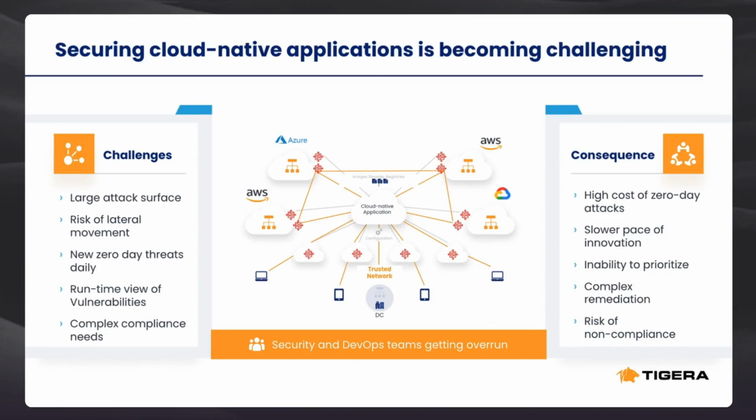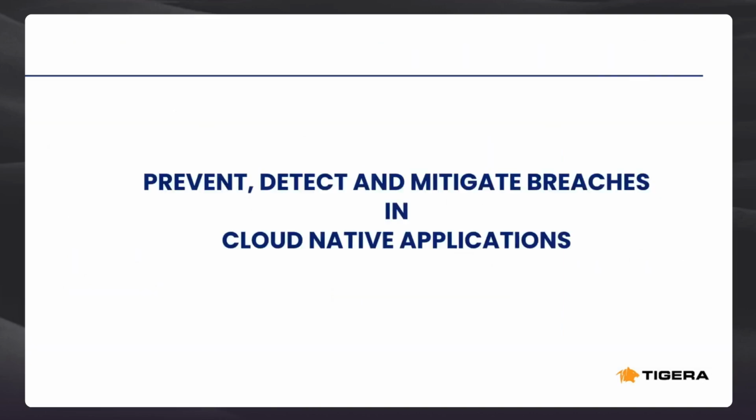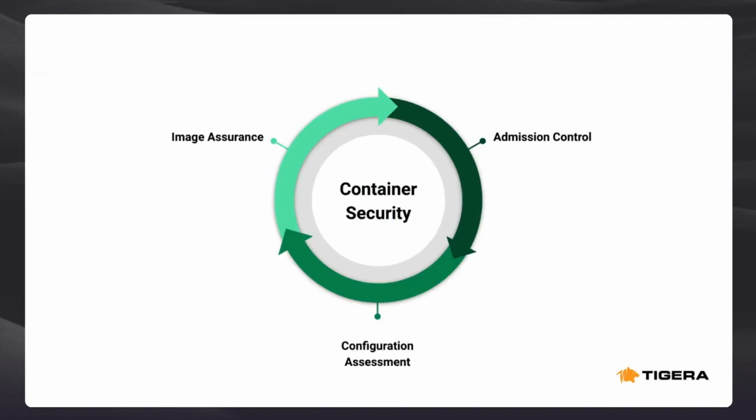Cloud-native applications can't be secured with traditional security tools. You need a more active and granular level of security. Calico Cloud is an active cloud-native application protection platform that detects, prevents, and mitigates breaches in cloud-native applications. Let's look at how to secure your cloud-native environment at build time with Calico's container security.